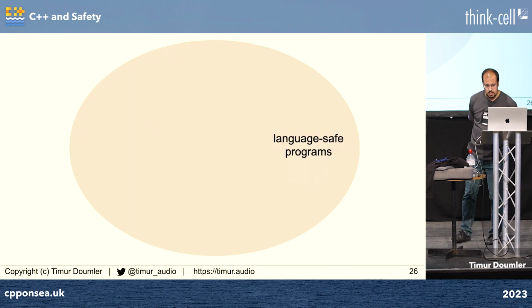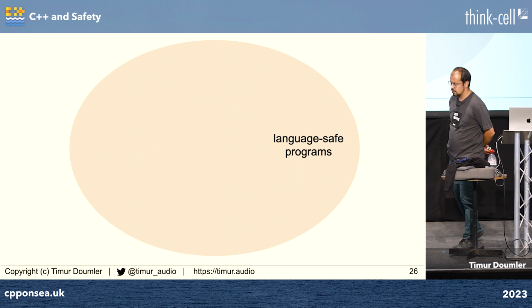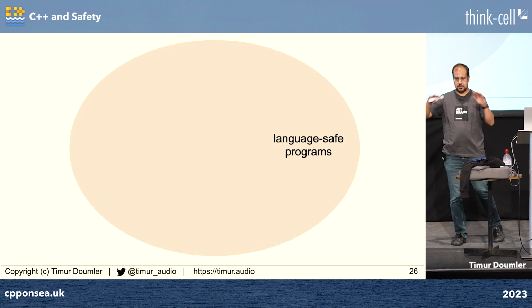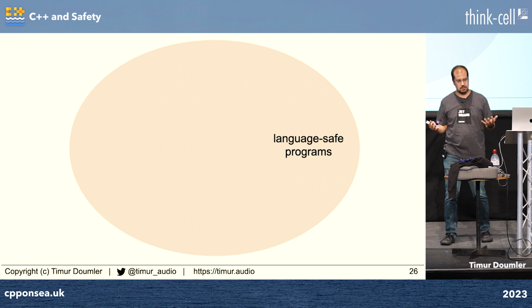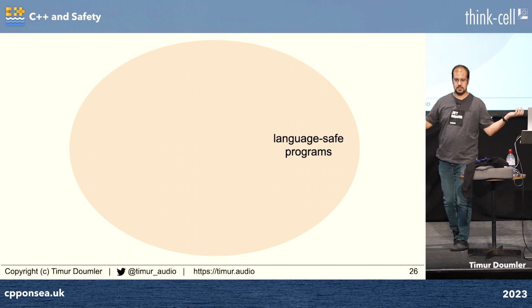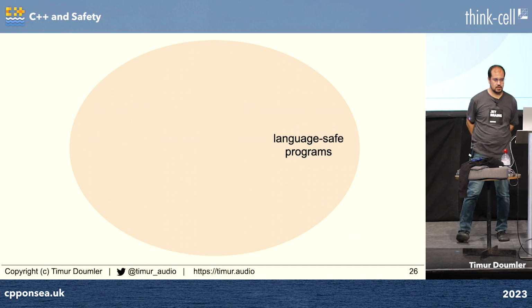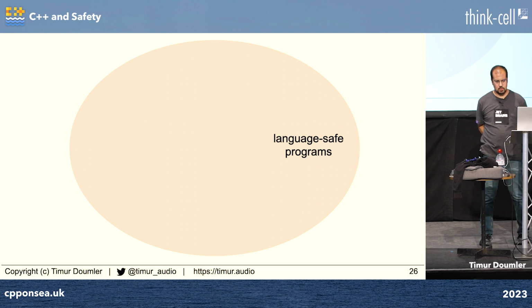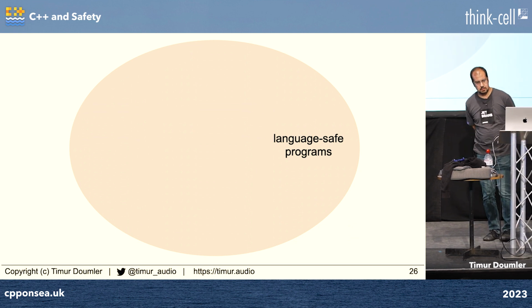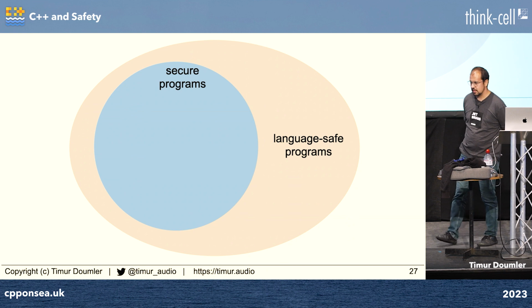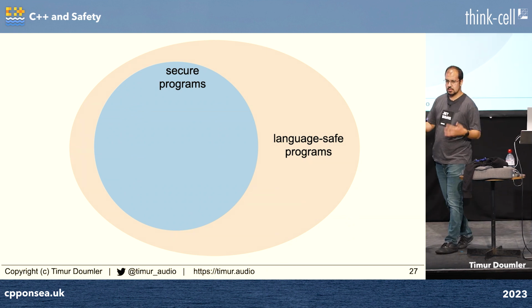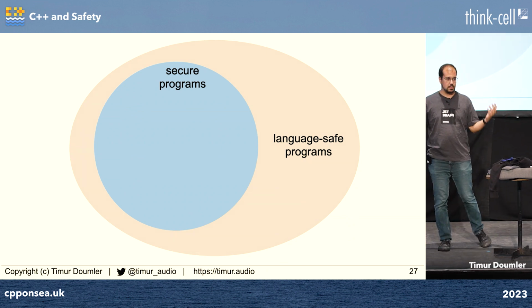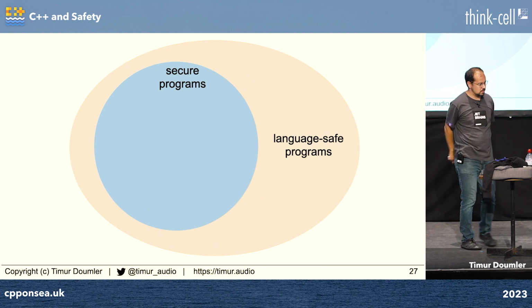So we can say, here's a set of all language-safe programs. And for C++, it's going to be a subset of all programs that we can express, right? Because we have UB, so there are programs that we can express that are not language-safe, that have UB. And within those programs that don't have UB, there is a subset of secure programs, right? You can have no UB but still be insecure. For example, you can transmit the password in plain text, right? That's not a secure thing to do.